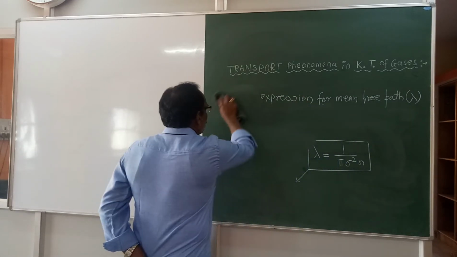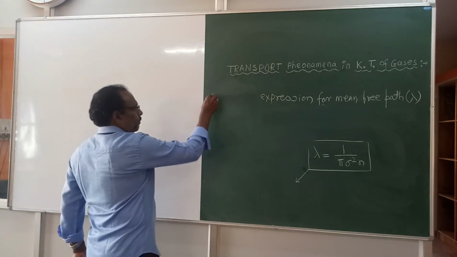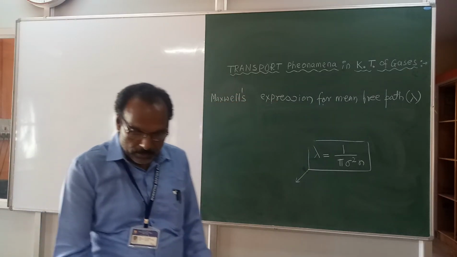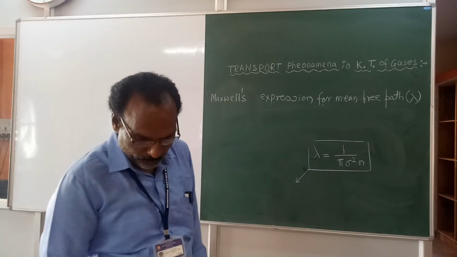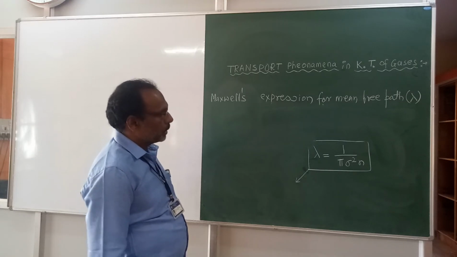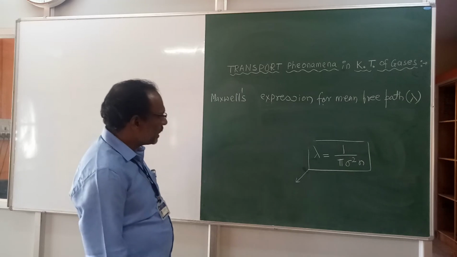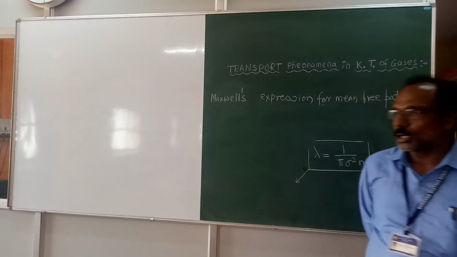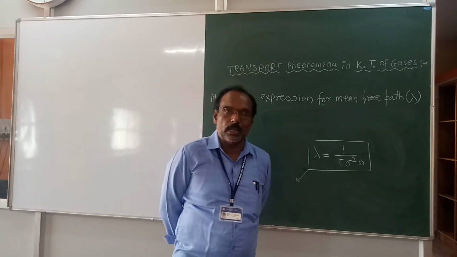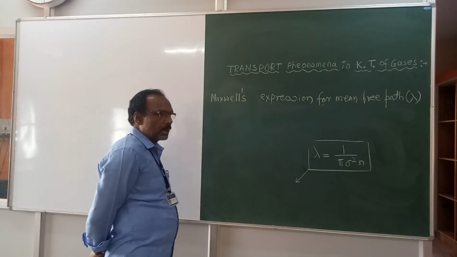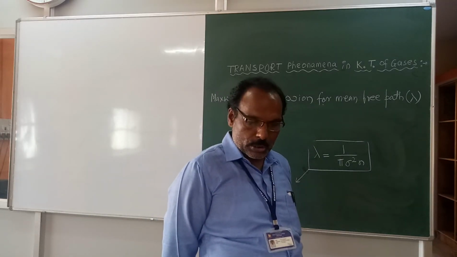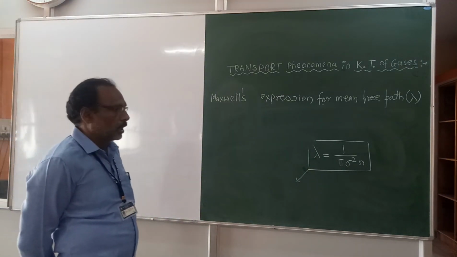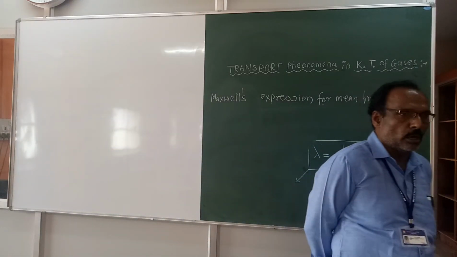In Maxwell's expression for mean free path, let us see what he has said. Maxwell derived an expression for mean free path based on the assumption that all the molecules are in motion. He corrected Clausius' assumption, since the molecules are in motion and do not have a steady, constant velocity, and he applied his famous law of distribution of velocity, called Maxwell's law of distribution of velocity.